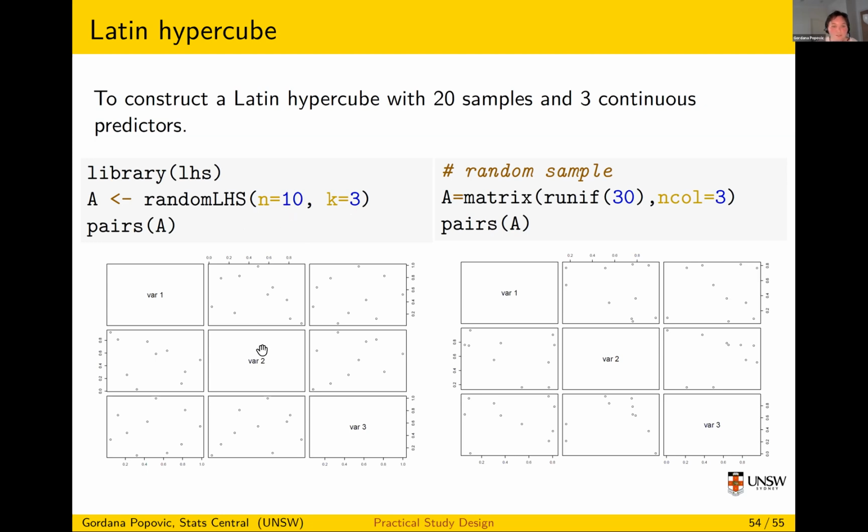If I do this, I get this idea. Here is the latitude and longitude, and everything's spread out. If instead I'd done a random sample, you can see that things are bunched up over here, and there's nothing in this space here. So that's what you can do if you want a more even sampling design.